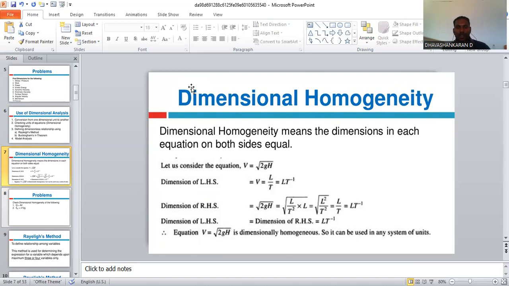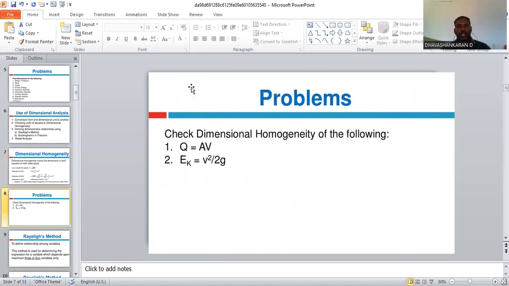The equation V equal to root of 2gh is dimensionally homogeneous. It can be used in any system of units. So we satisfy the condition, and we say that the equation is dimensionally homogeneous. Likewise, you have two other equations; we can solve them to check whether each is dimensionally homogeneous or not.